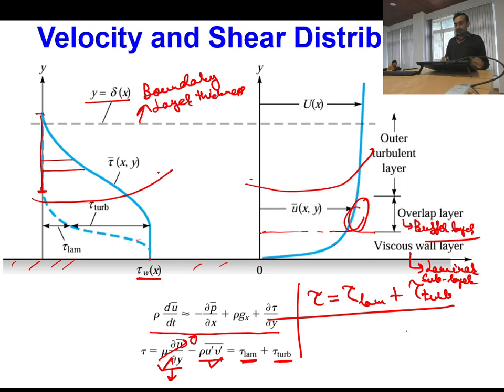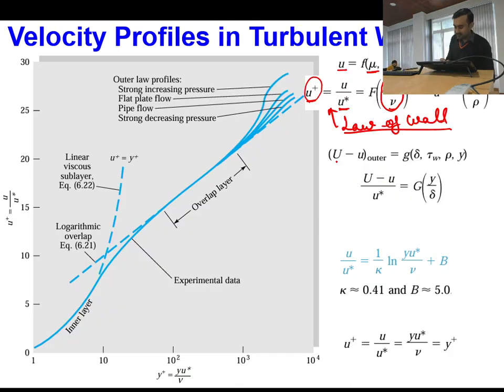Here the main free stream velocity is capital U, and the localized velocity inside will be small u. So in the outside region we will find that U minus u, near the boundary layer region, is a function g of delta, because we are trying to estimate this velocity close to the boundary layer thickness. That's why I am writing this delta over here. Then of course wall shear stress, density and y.